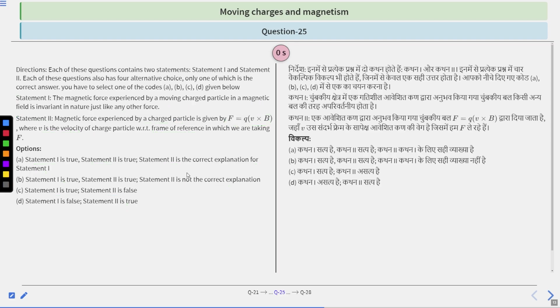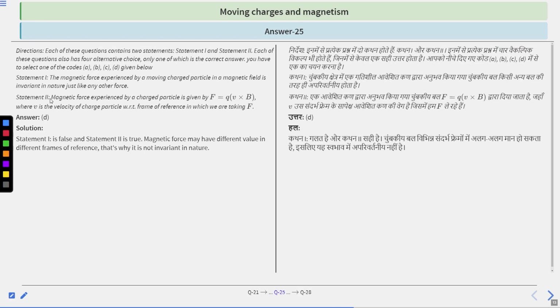Let's find the solution. So, this is statement first. The magnetic force experienced by a moving charged particle in a magnetic field is invariant in nature, just like any other force. And statement second, magnetic force experienced by a charged particle is F is equal to q v cross B. Clear? Where v is the velocity of the charged particle with respect to the frame of reference in which we are taking F. So statement first is false and statement second is true.